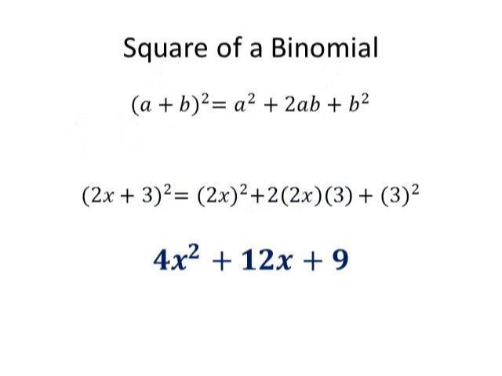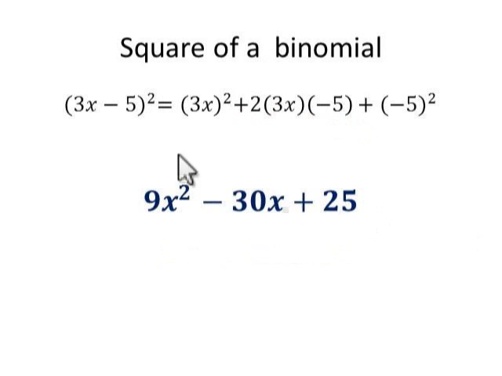Kanina, paulit-ulit natin binibigkas. Paano ulit ang format ng square of a binomial? Square of the first term plus 2 times the first term times the second term plus square of the second term. Tandaan po yan. Okay? So, let's do that dito sa example natin. 3x minus 5 squared. So, ang gagawin natin, square of the first term, and that is 3x quantity square.